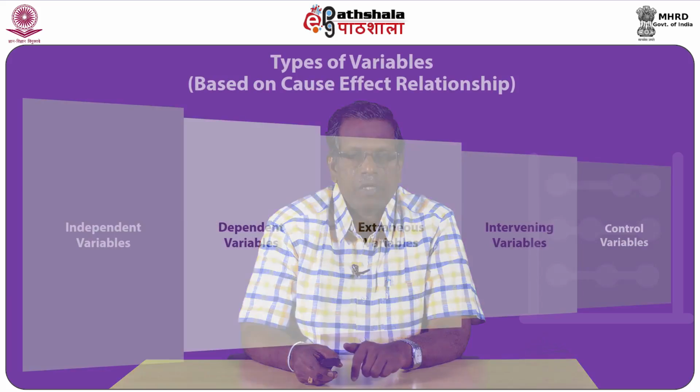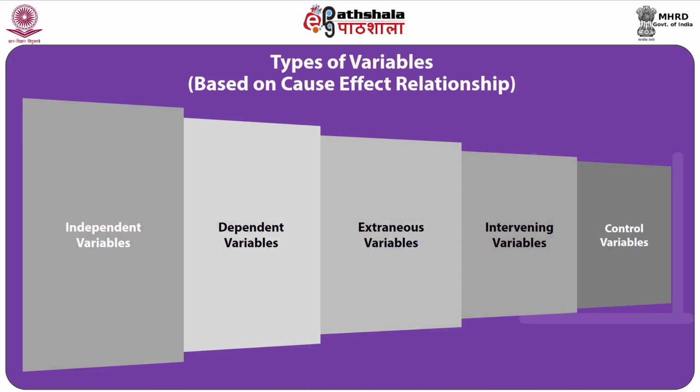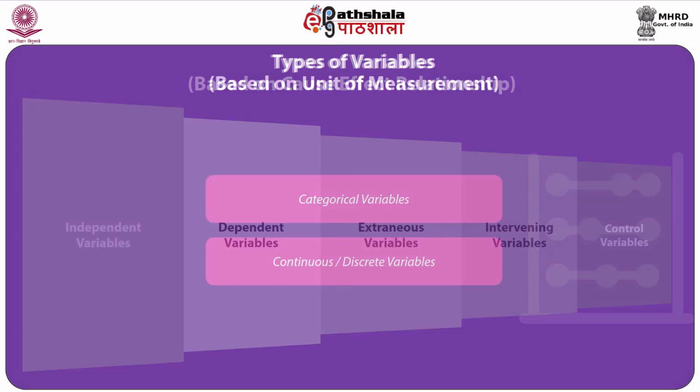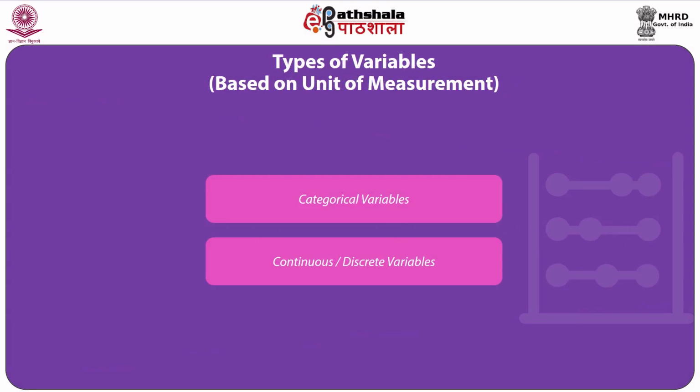Now, we will discuss elaborately the types of variables. The types of variables are broadly 2 types, based on the cause and effect relationship and based on the unit of measurement. Based on the cause and effect relationship, again there are 5 types of variables: independent variables, dependent variables, extraneous variables, intervening variables and control variables. Based on the unit of measurement, you can consider 2 types of variables, categorical variables, and continuous or discrete variables. We will discuss these variables in detail.